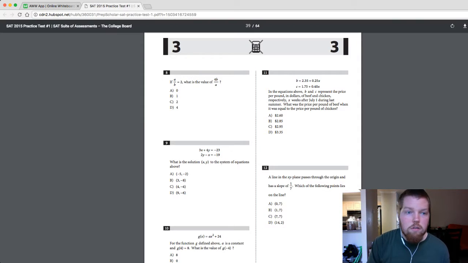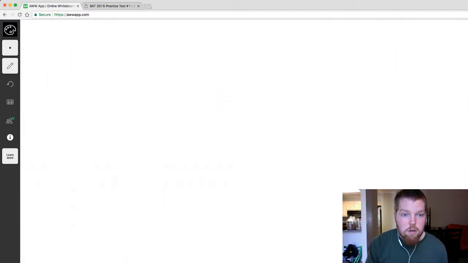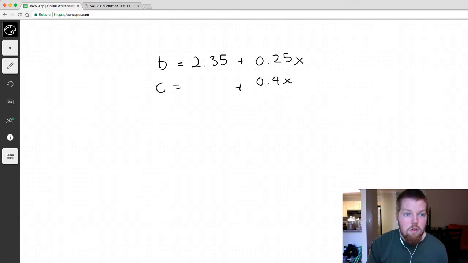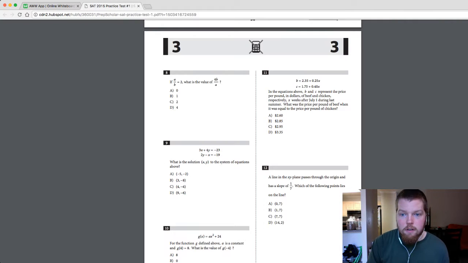Okay, so let's start over with our two equations here. B equals 2.35 plus 0.25x, and chicken equals, I know that this is 0.4x. What's this one? It is 1.75.